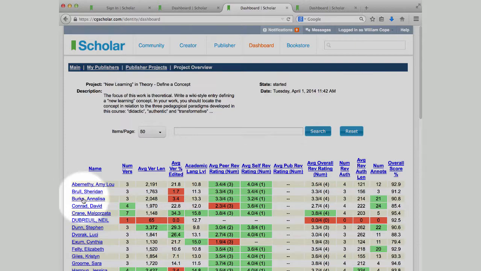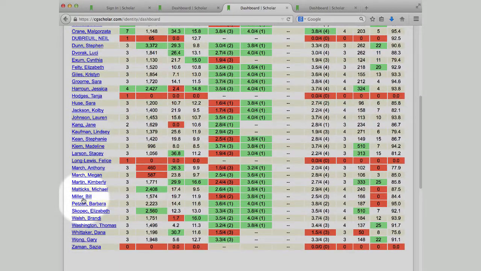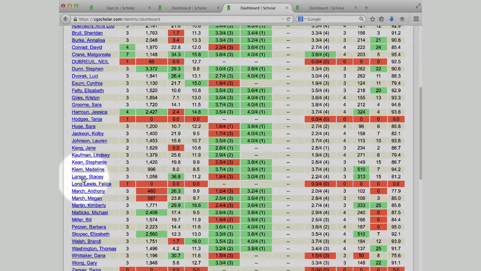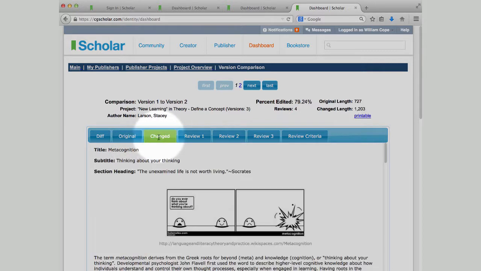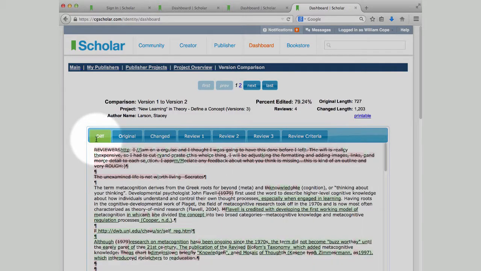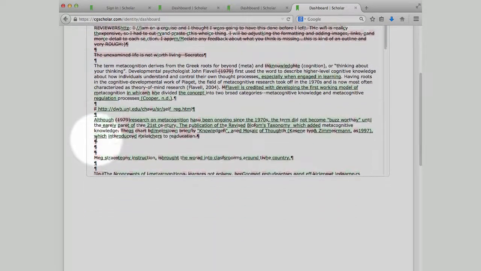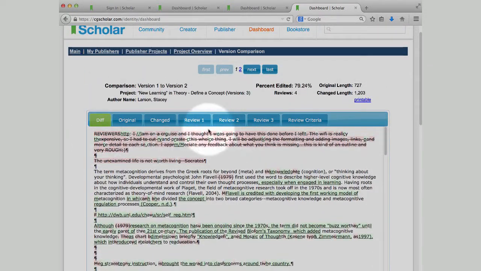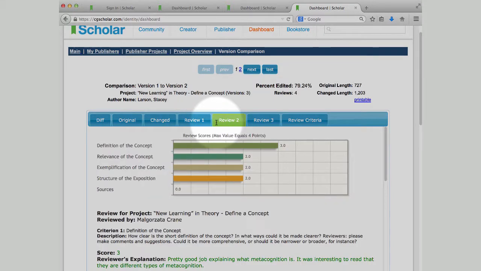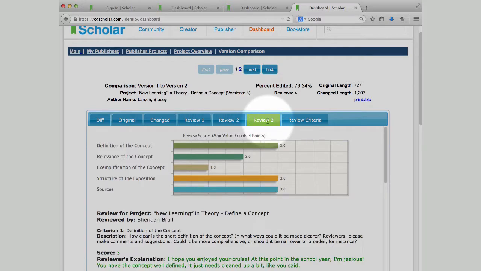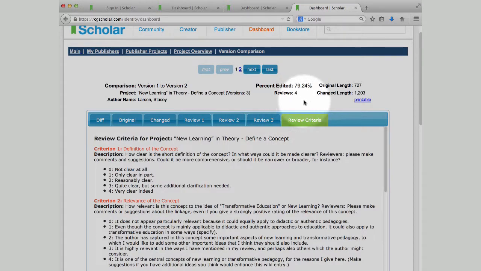Now, if we want to now dig down into the particular work that we were looking at before, I'll do that here, and I'll jump over and I'll show you. We can see the original work, which when she had a comment on reviewers, the changed work, where she made all those changes, all the differences. We can actually go back and dig through the detail of the changes that she made. We can look at review number 1, the feedback from the first reviewer, feedback from the second reviewer, the third reviewer, review criteria, percent edited.